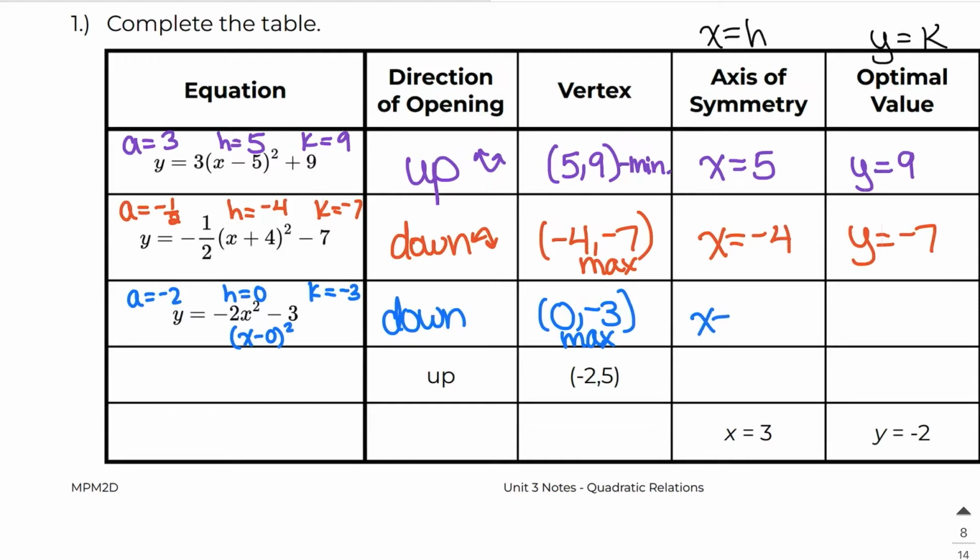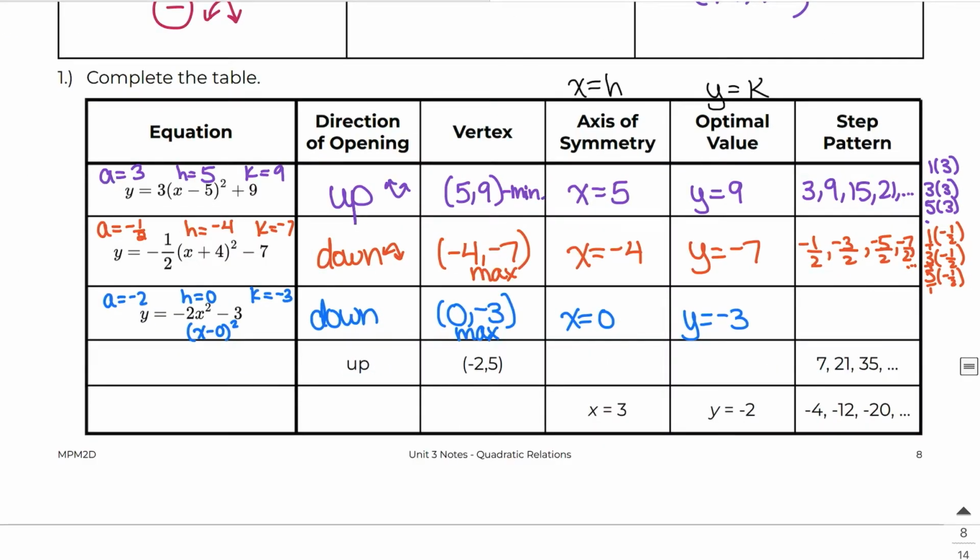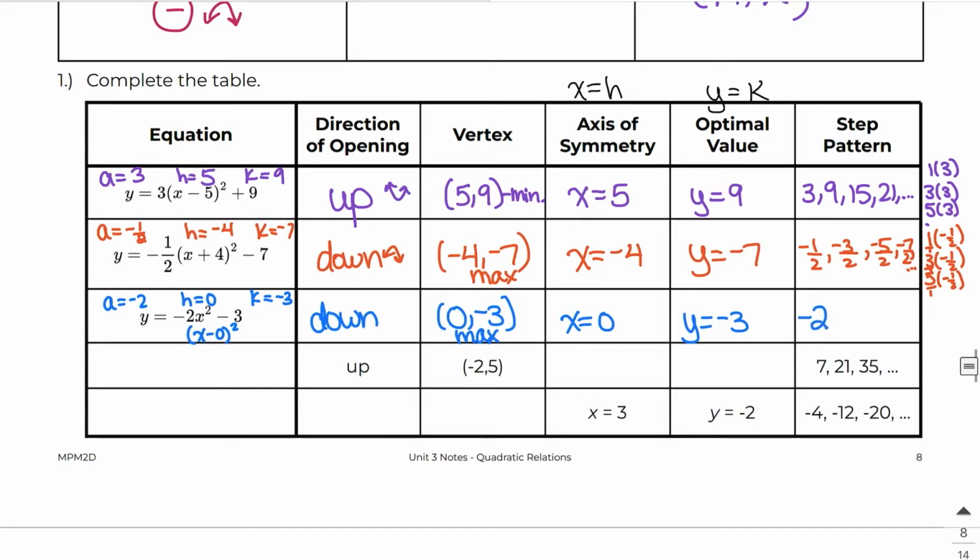The axis of symmetry will be x equals 0. The optimal value is y equals negative 3. And to find the step pattern, I'm just going to do 1 times negative 2, which is negative 2. 3 times negative 2 is negative 6. 5 times negative 2 is negative 10, so on and so forth.